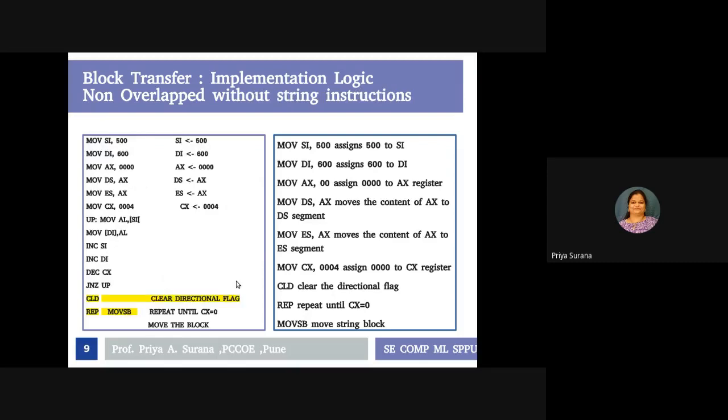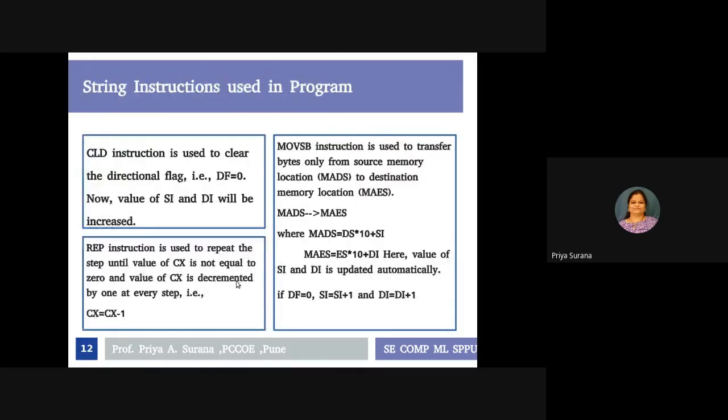We will check how MOVSB works, and then again go back to the implementation point. The CLD instruction is used to clear the direction flag, that is DF equal to 0. Now the values of SI and DI will increase. If the direction flag is clear, SI and DI values are going to increase. The REP instruction is used to repeat the step until the value of CX is not equal to 0.